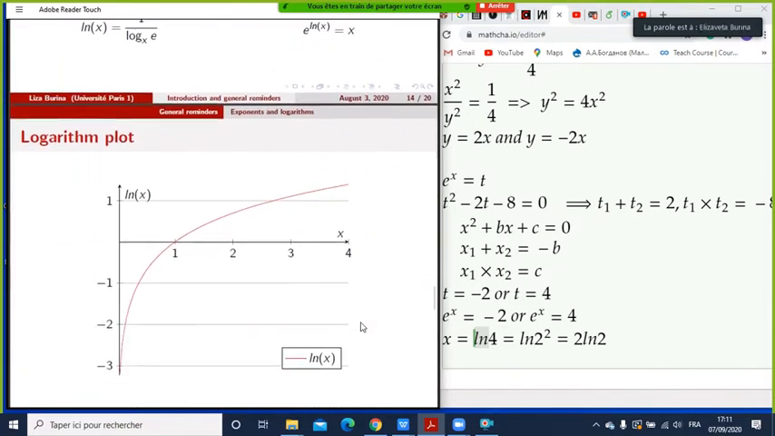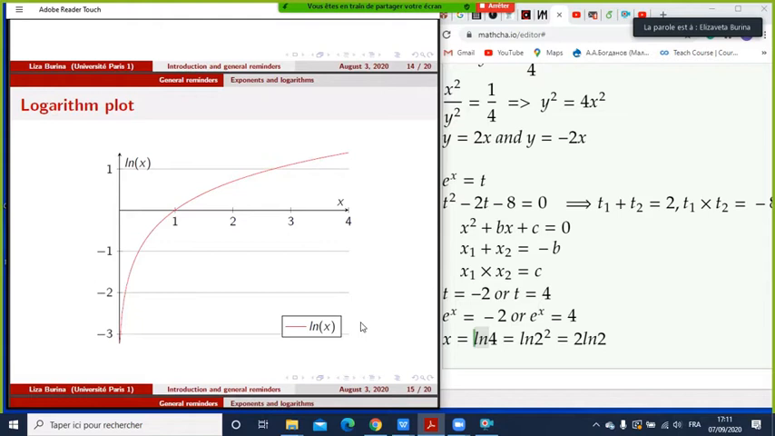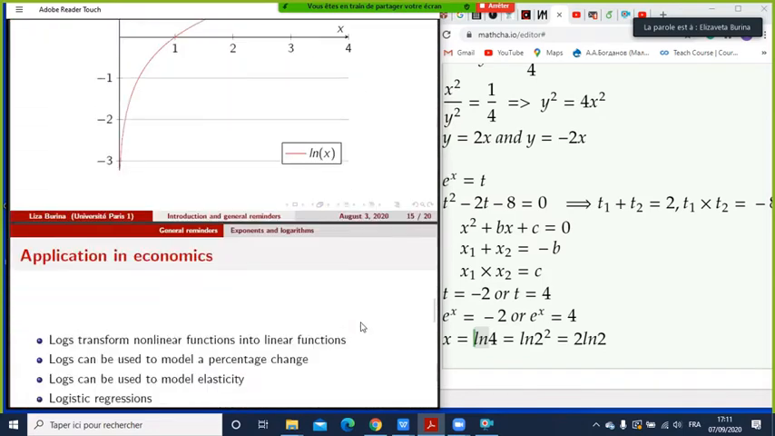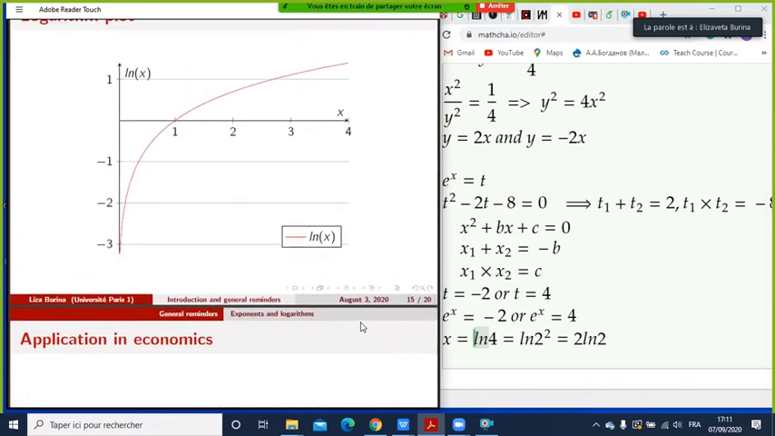Logarithm plot, so that's how it looks like. And we're gonna see tomorrow with the functions topic that they have a lot in common, logarithm and exponent. I mean, the graphs. So this one and this one, they're somehow connected.